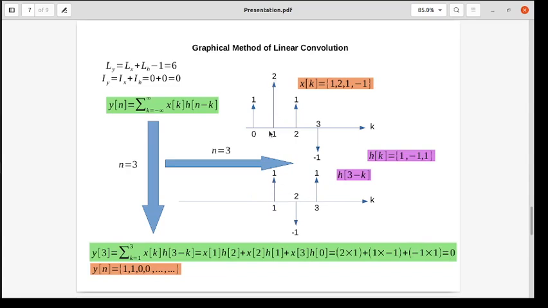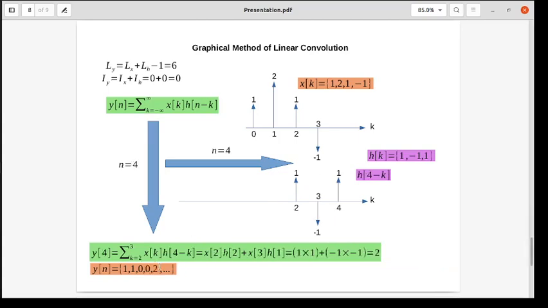Next, for n equals 3, shifted one more sample to the right side. Now here again for k equals 1, 2 and 3, the samples are in common intersection. So first term will be 2 into 1, plus 1 into minus 1. Next term is minus 1 into 1, that means minus 1. So 2 minus 1 minus 1 equals 0. That means my fourth sample point is 0.